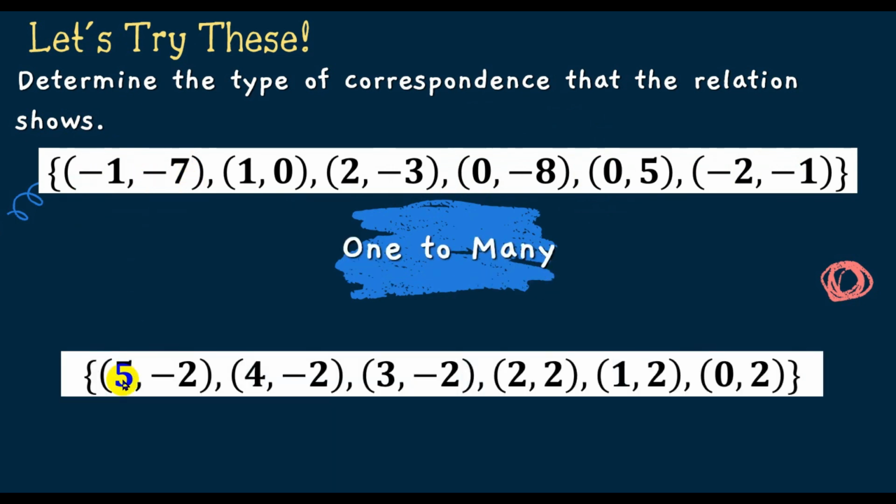And then, the last example here, we have 5 and negative 2, 4 and negative 2, 3 and negative 2, 2 and 2, 1 and 2, 0 and 2. So, kung titingnan natin, yung x values po ba may naulit? So, wala naman po. Pero dun sa y values natin or dun sa range, may naulit po. Negative 2, negative 2, negative 2. So, that means meron tayong more than one element of x that are paired up to one term of the y values. Okay? So, that means atin pong correspondence for this last example ay many to 1.